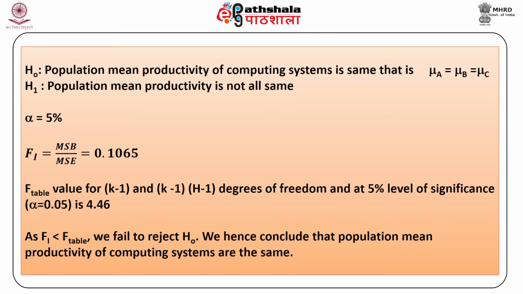So as we find that the calculated value of 0.1065 is less than this tabulated value, we fail to reject the null hypothesis. We hence conclude that population mean productivity of computing systems are the same.